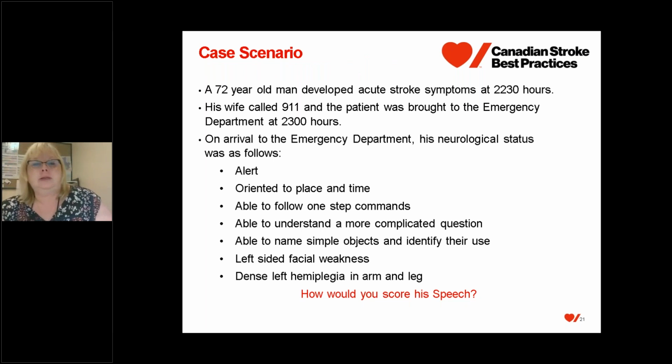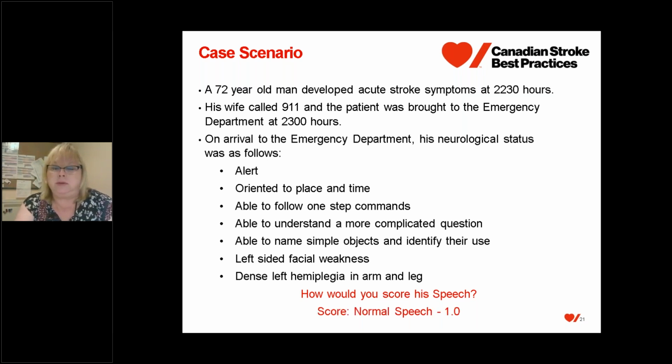So if we go back to our case scenario, how would we score his speech? Well, he is able to follow one-step commands and able to understand a more complicated question. So there is no receptive deficit. He's able to name simple objects and identify their use, so there is no expressive deficit. So he would be scored normal speech and receive a score of 1.